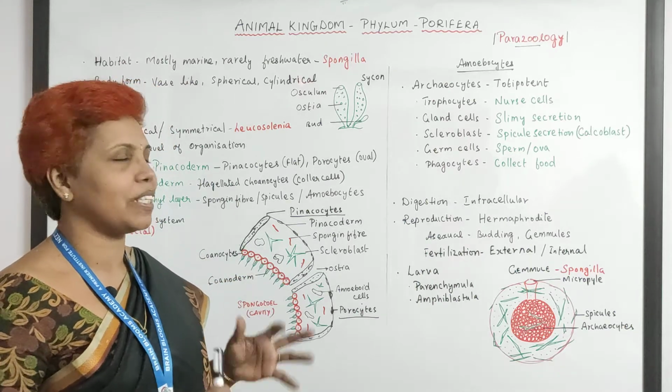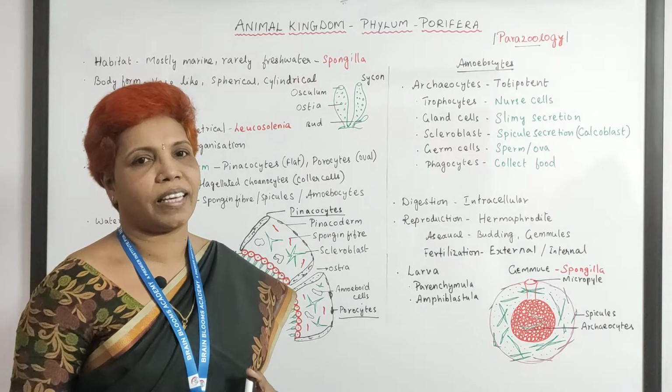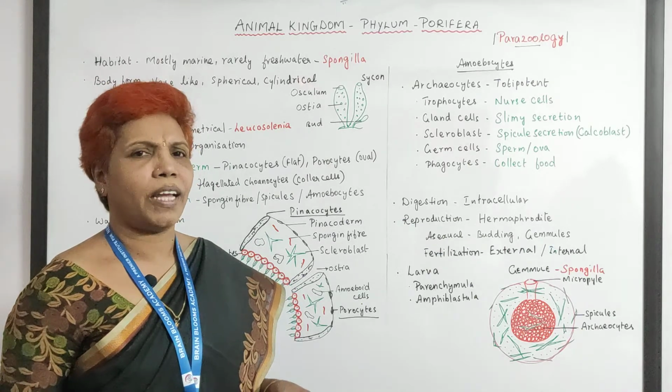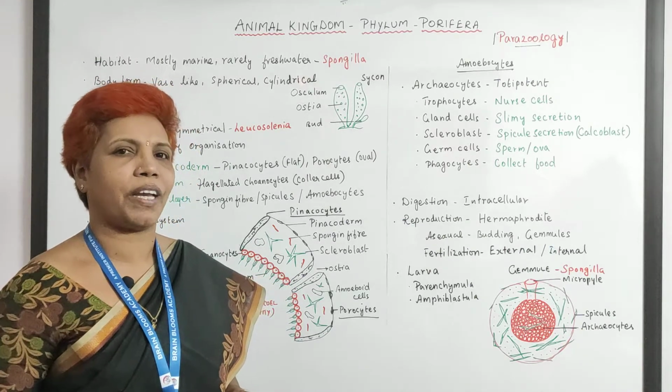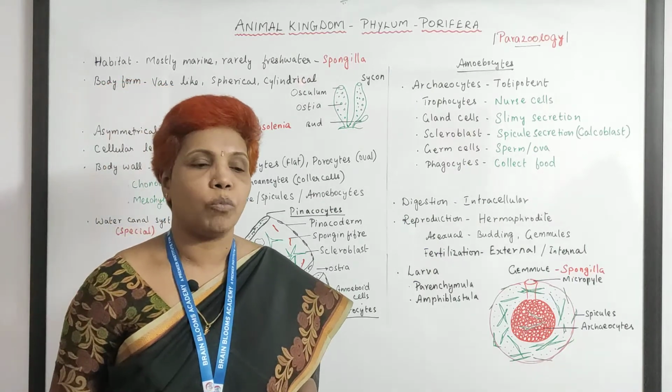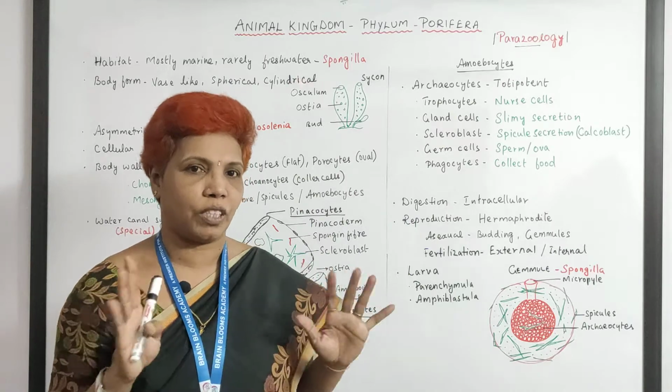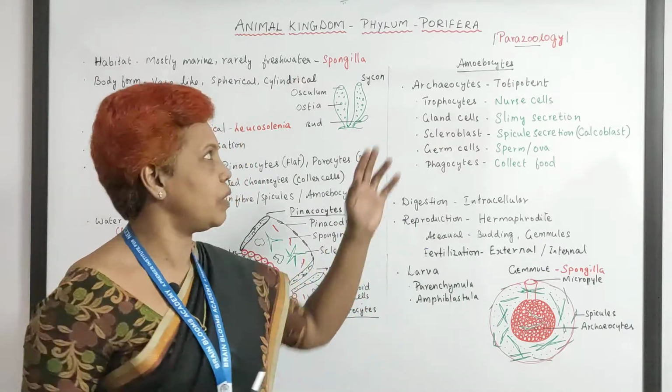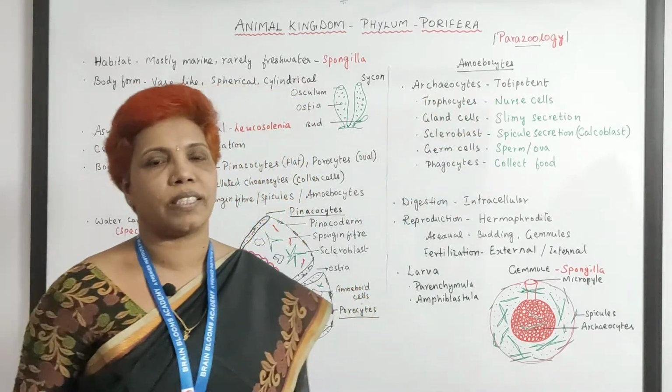Today let's start with Phylum Porifera in the animal kingdom. Phylum Porifera, the first phylum, that is parazoans. Parazoan in the sense more number of cells, but there is no tissue grade. So the study about this is called parazoology.